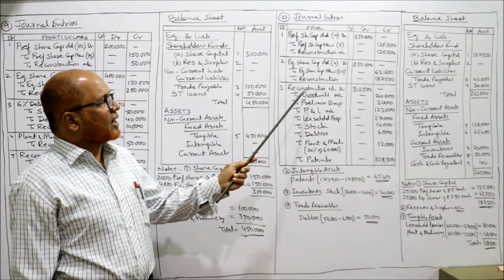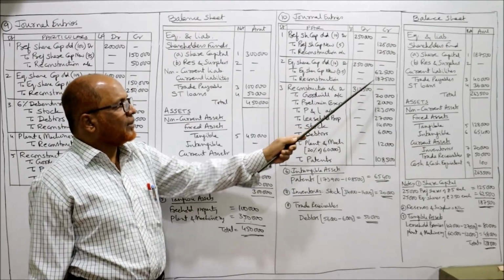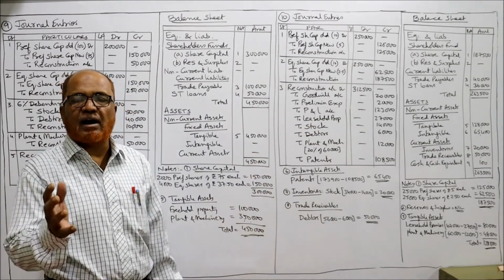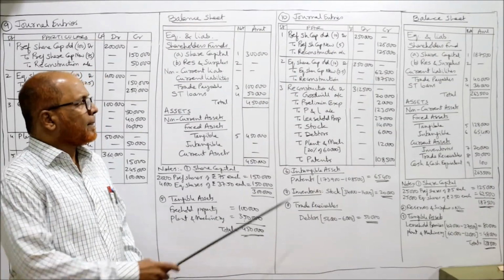Now reconstruction account. 1,25,000 plus 1,87,500. So we have 3,12,500 available amount for writing off the assets.